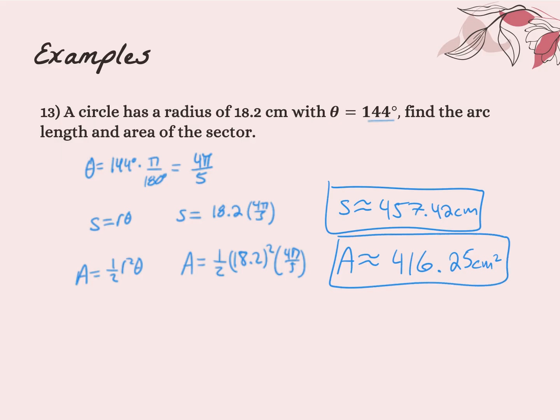Wait, hang on. That doesn't look right. Oh, sorry. Made a little mistake. In my calculator, I put 182 instead of 18.2. Sorry about that. Should be 45.74 centimeters. All right. My bad.